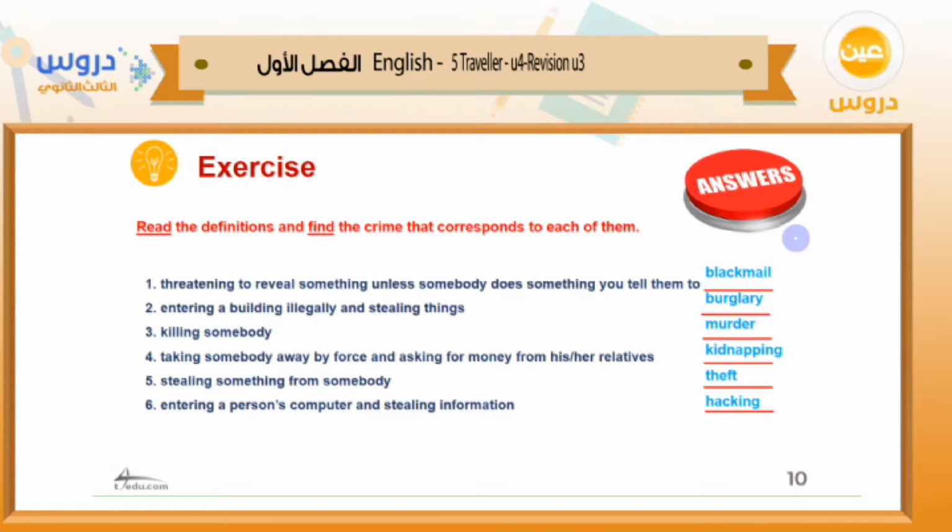Here we go with the right answers. Threatening to reveal something unless somebody does something you tell them to, we called it blackmail. Entering a building illegally and stealing things, burglary. And third sentence, killing somebody, we called it murder. Taking somebody away by force and asking for money from his, even her relative, kidnapping. Stealing something from somebody, theft. And the last sentence, entering a person's computer and stealing information, we called it hacking.